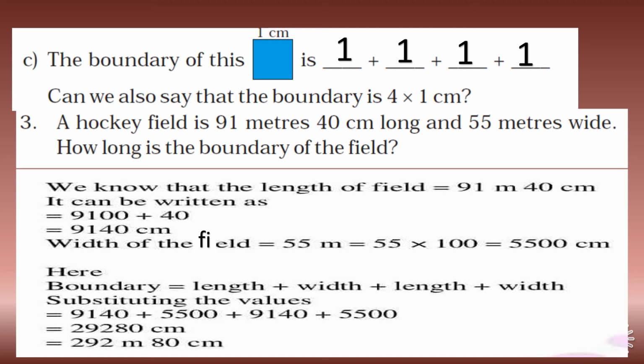So here boundary equals length plus width plus length plus width, right? As the hockey field is in rectangular form. So let us substitute the values, that is, let us add 9140 plus 5500 plus 9140 plus 5500, that is equal to 29,280 centimeter or 292 meters and 80 centimeter.